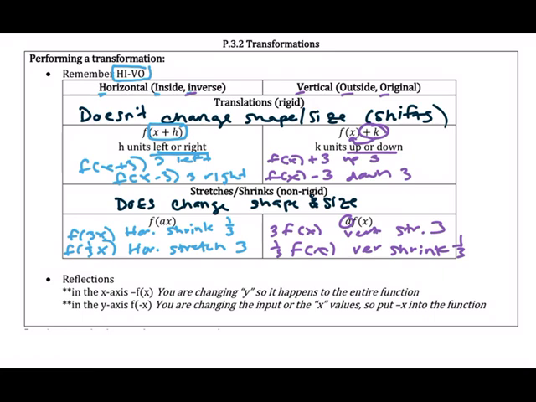Again, to visualize this vertically, think about the y-axis. Think about what you would do if you stretched the y-axis versus if you pushed it together. Think about that to help you understand what this would look like graphically.